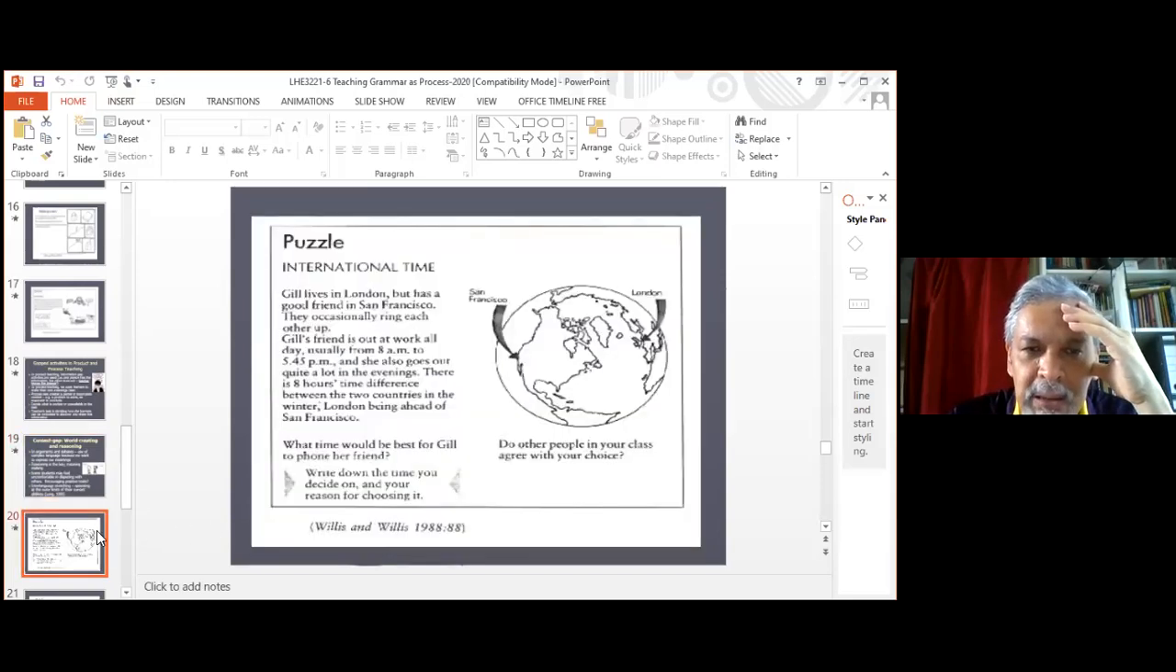Okay, so these are just some activities you can take a look at. This is problem solving actually. Okay, problem solving. So this is a situation.